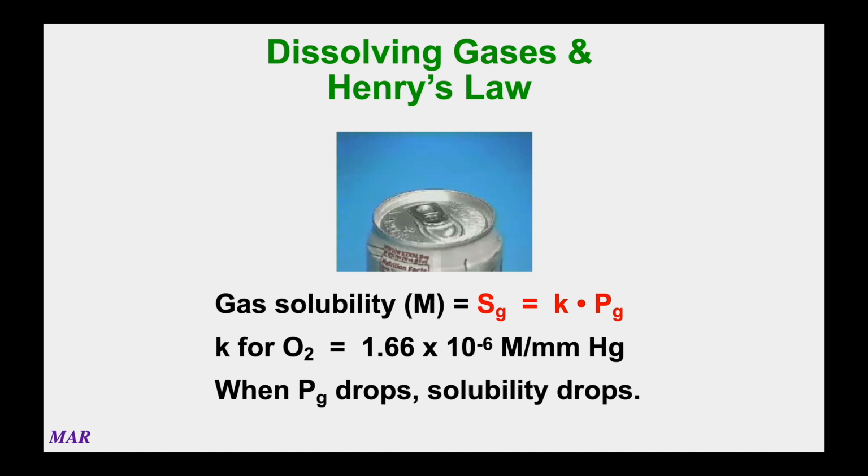This is an example of a K constant. This is for oxygen. Oxygen dissolved in water has that 1.66 times 10 to the minus 6 molar per millimeter of mercury. So you can actually use this. If you multiply it by the partial pressure of the oxygen in there, you can find the solubility of the gas.